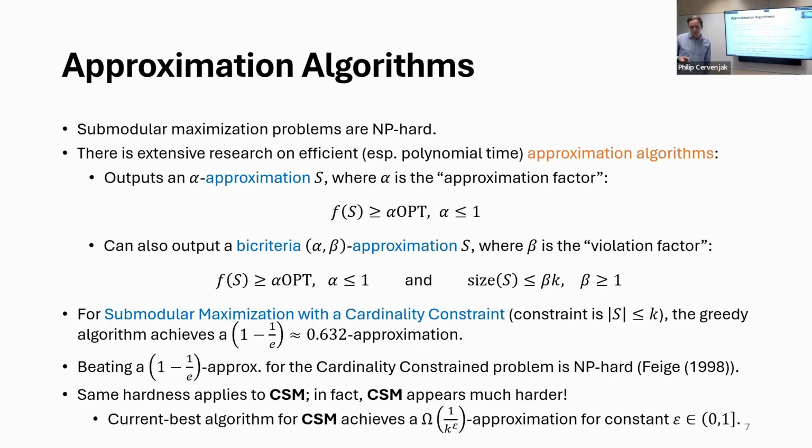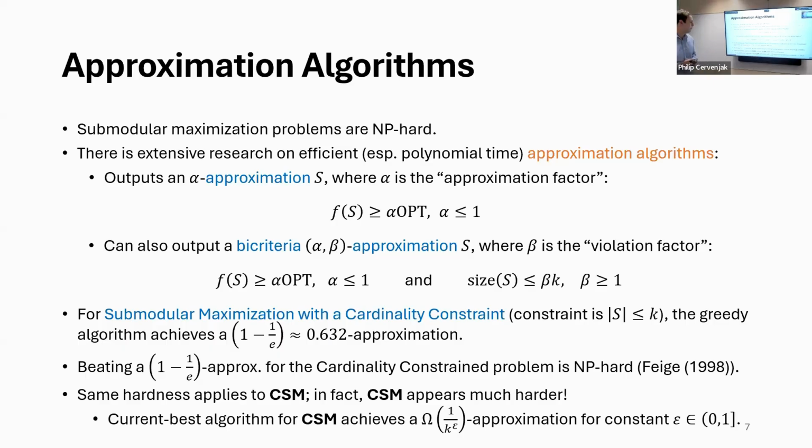And also, we'll need another kind of approximation algorithm called a bi-criteria approximation. That means the solution is an approximation with respect to the optimal value and also the actual constraint. So this means, again, the value of S is at least alpha times the optimal value, and the size of the solution is at most this beta factor times the constraint, where we call beta the violation factor.